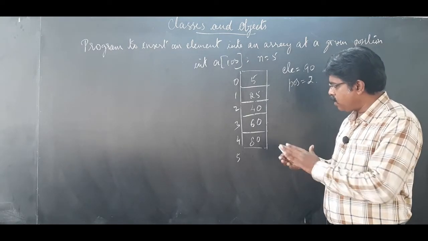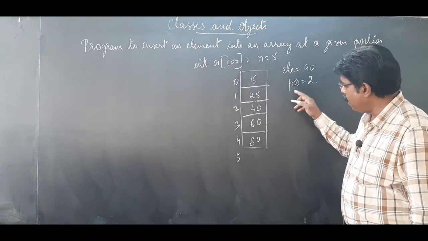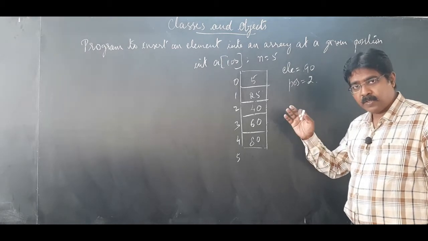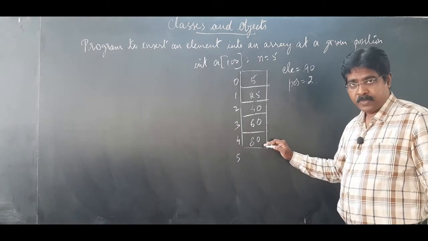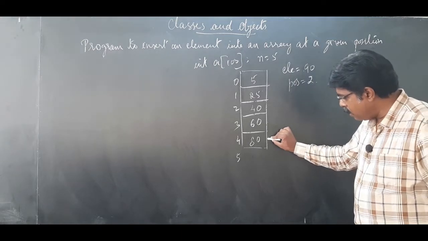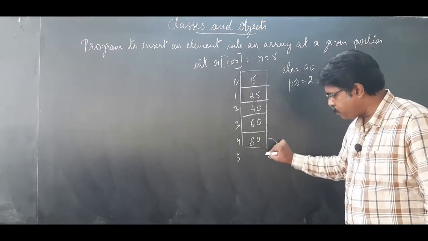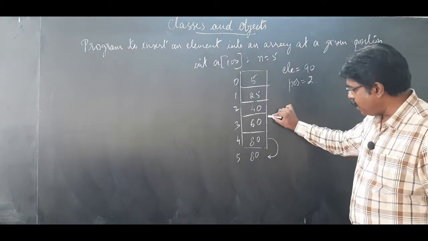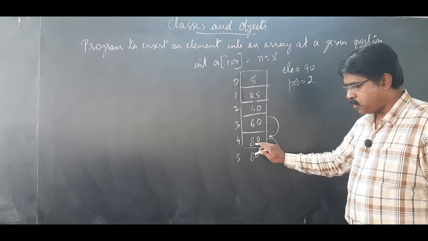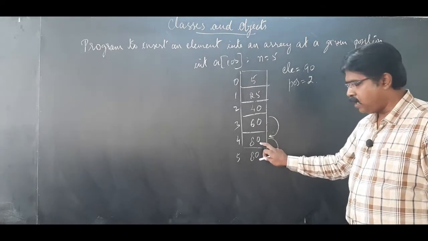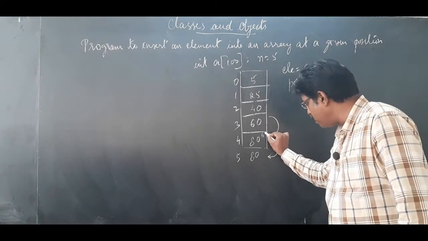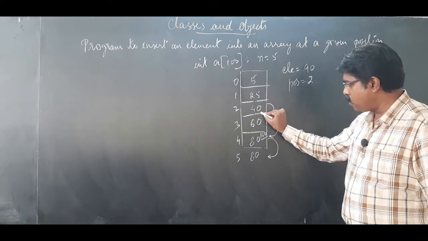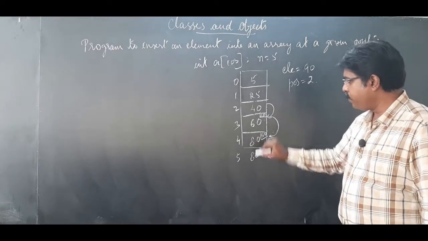Hence, we will not be shifting according to the given position value. We will be shifting from the last, that is from 80. The element 80 is shifted to the next position. Hence, 80 comes over here. Likewise, 60 is shifted to the next position, that is the fourth index. So 60 comes over here. I'll write at the top here, 60. Likewise, 40 is shifted to the next position, and here comes 40.